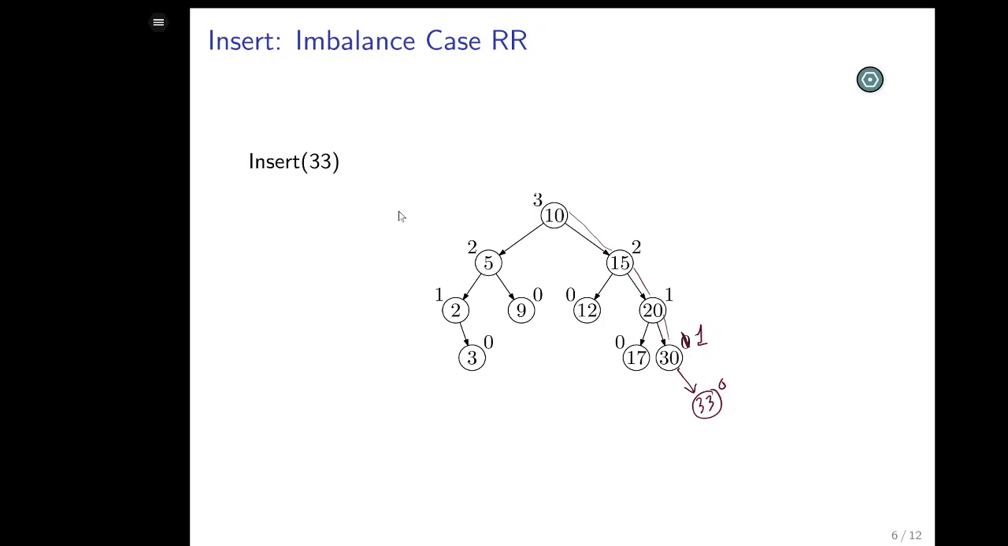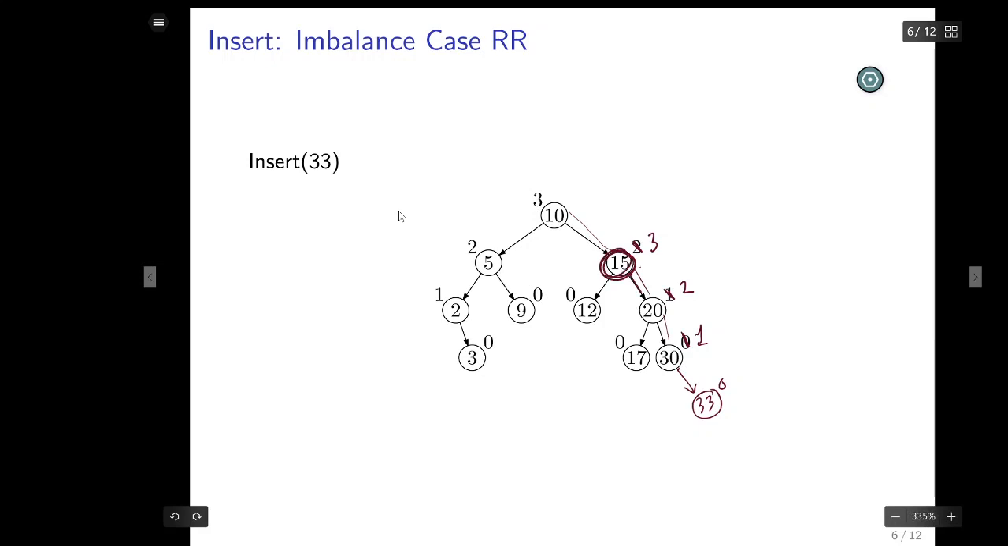Is node 30 out of balance? No, we're still good. So we back up to 20. 20 had height 1, not anymore. It has height 2. Is it out of balance? No, it's not out of balance. So we back up to node 15. 15 is now of height 3. Is 15 out of balance? Yeah, it's in trouble. So this is the out of balance node.